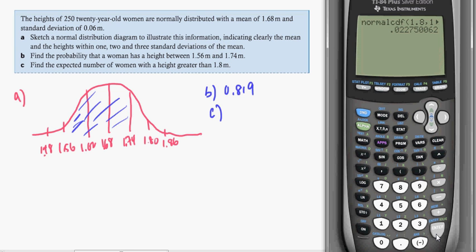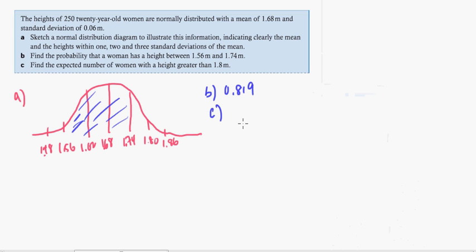It's 0.0222. You're seeing that number quite a bit. 0.022750062. Okay, fine. And there's 250 of them, so we'll just multiply by 250. Boom. We get 5.68. So I would say 6 women are greater than 1.8 meters. Okay. All right. So that's pretty much that for finding the probabilities and expected value.